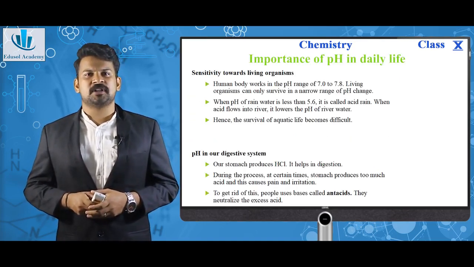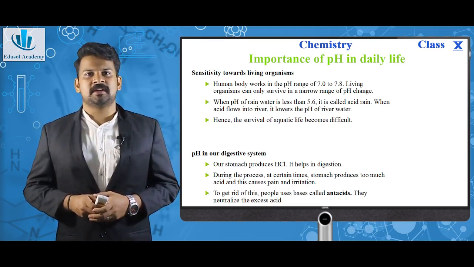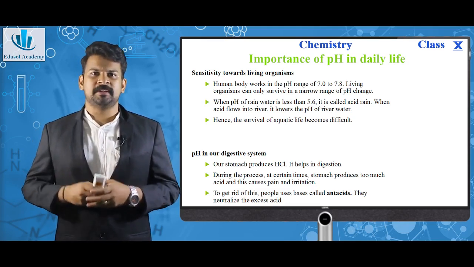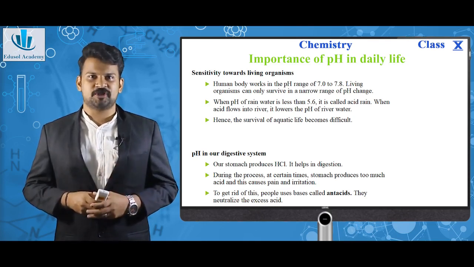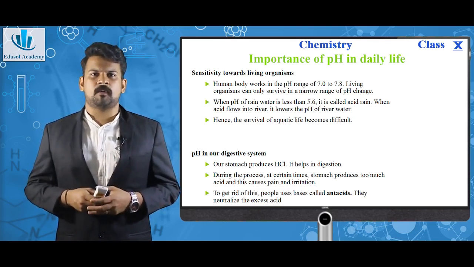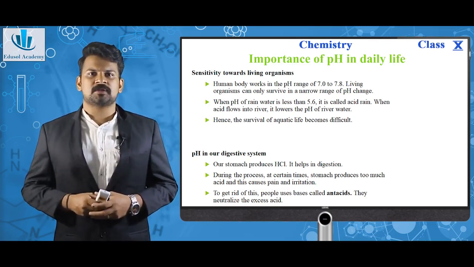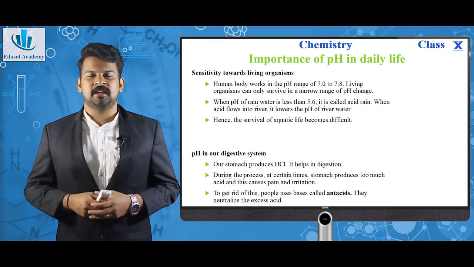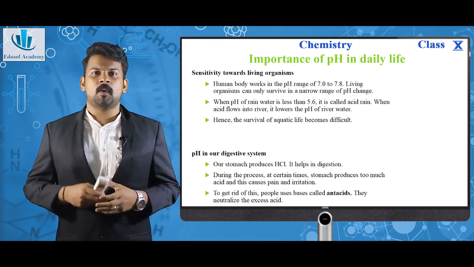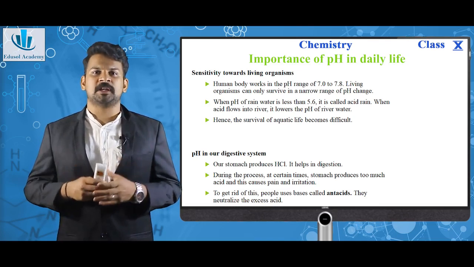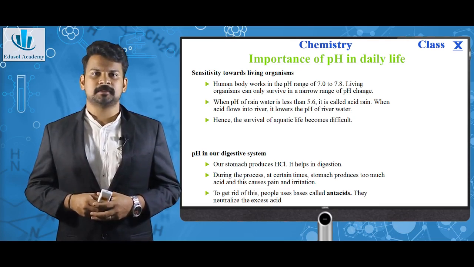Now, what is the importance of pH in our daily life? First one, sensitivity towards living organisms. Our human body has a pH range of 7 to 7.8, which is in a somewhat neutral range. Living organisms can only survive a narrow change of pH. As you can see here, when the pH of rainwater is less than 5.6, it is called acid rain. When that acid rain flows into a river, the river water attains a lower pH value. Hence, the survival of aquatic life becomes critical and difficult.